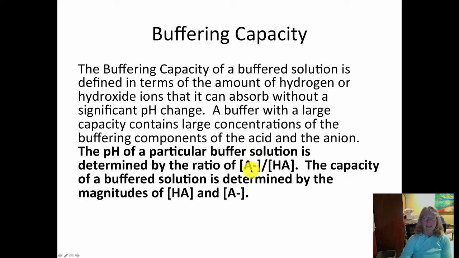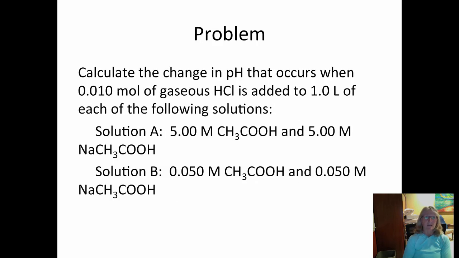Right here you can see A with a minus. Sometimes they call that base, sometimes they call that salt, sometimes they call that the anion, but it's the conjugate base of the acid that you are using. And the acid that you're using is symbolized with HA. So the capacity of your buffer to act as a great shock absorber is determined by the magnitudes of the concentration of your acid and the concentration of its conjugate base.